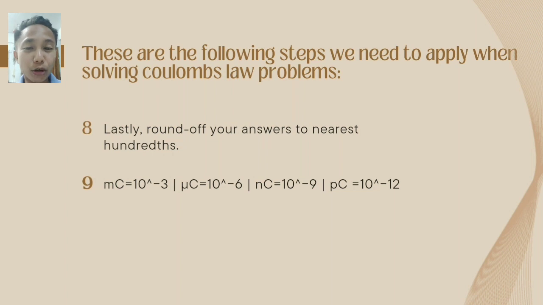For millicoulombs, it is equal to times 10 to the power of negative 3 in coulombs. Then, for microcoulombs, it is equal to times 10 to the power of negative 6 in coulombs. Nanocoulombs is equal to times 10 to the power of negative 9 in coulombs. And lastly, for picocoulombs, it is equal to times 10 to the power of negative 12 in coulombs. So yes, now let's proceed to those 4 problems that I am preparing for the discussion.